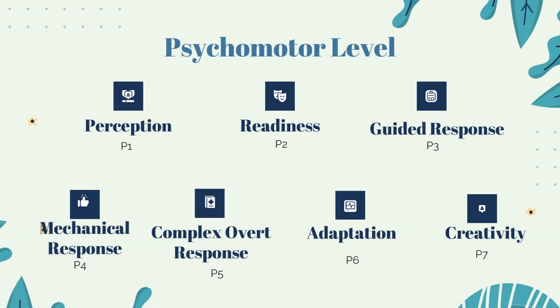So this is the psychomotor level. As you can see on your screen, P1 is perception, P2 is readiness, P3 is guided response, P4 is mechanical response, P5 complex overt response, P6 adaptation, and the last is P7 or creativity.